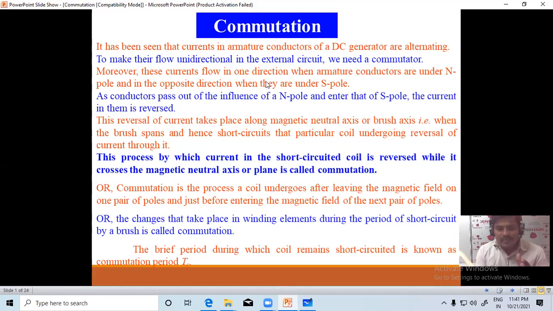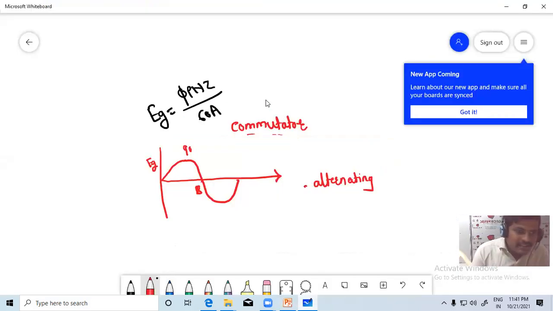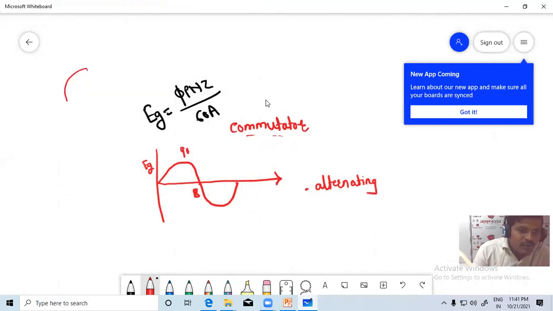That means the current in the armature conductor changes its direction when it passes from one pole to another pole. See, I will show: suppose it is a two-pole machine. For our understanding, we will consider a two-pole machine. Suppose this is a DC machine having two poles. Here is one pole, and here is another pole. So this is the two-pole machine.